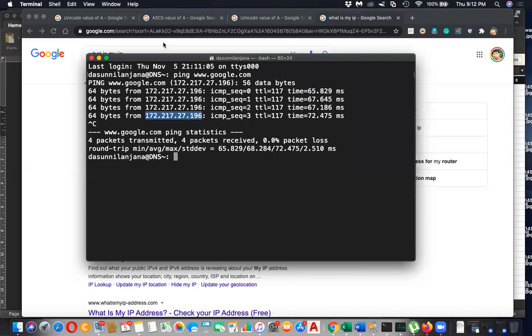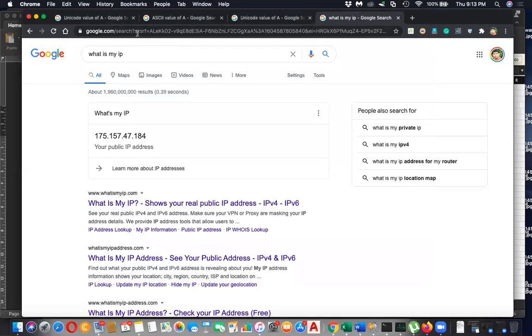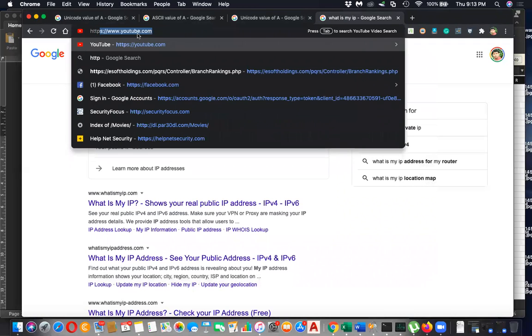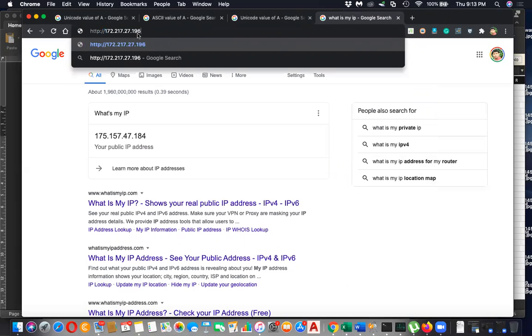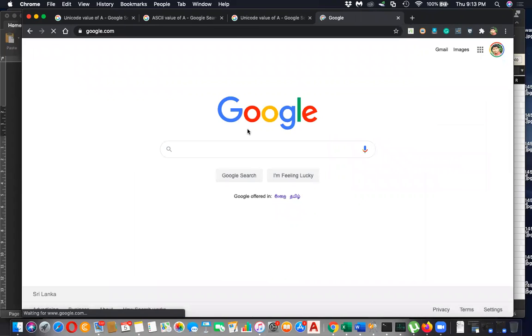Let's go to this IP and use HTTP, Hypertext Transfer Protocol, to access it. I'm giving http://172.217.27.196. This is a public IP now, right? Let me type that and see. Yes, it will load the google.com page. That means if you have a public IP and you are providing a web service through it, like Google does.